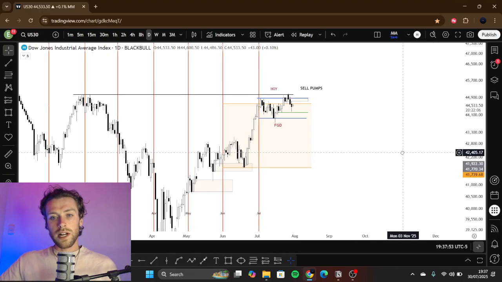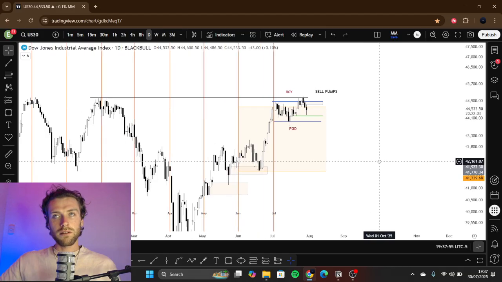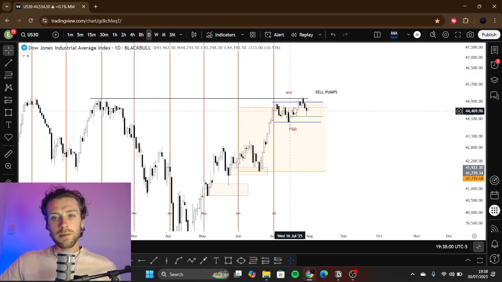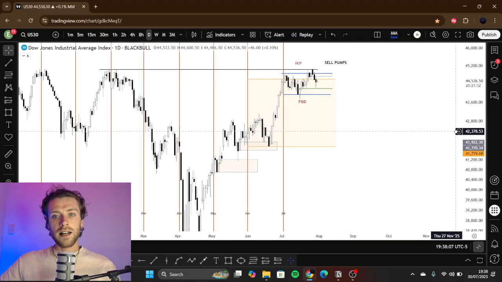We have one trading day left in the month. Two trading days left in the month. No, one. Tomorrow is the last trading day of the month. NFP is Friday, so tomorrow is Thursday. So we've got one, two, three lower closes at the high of the month.